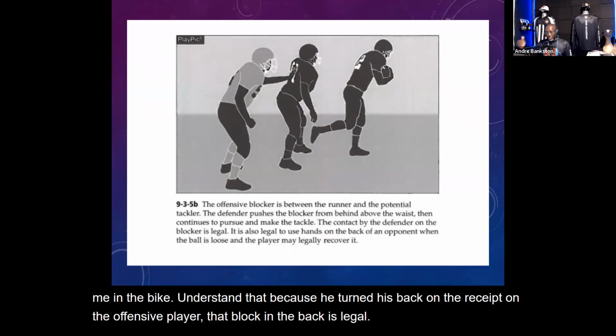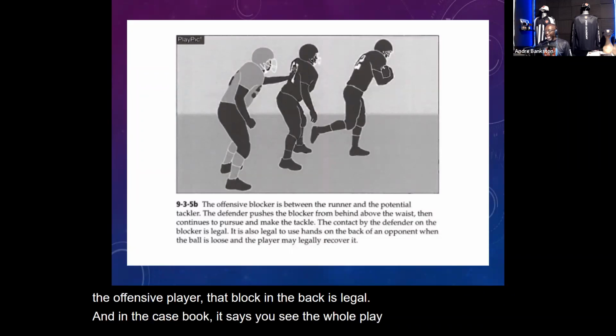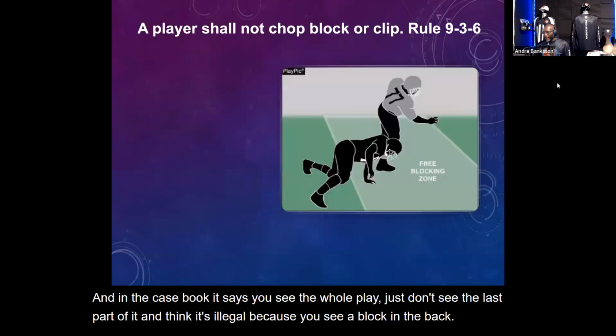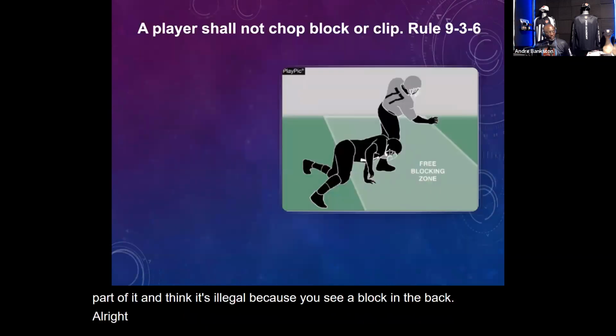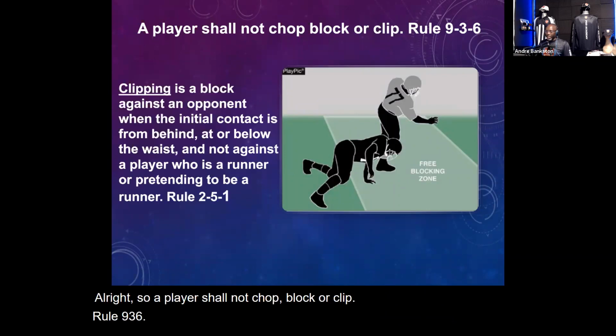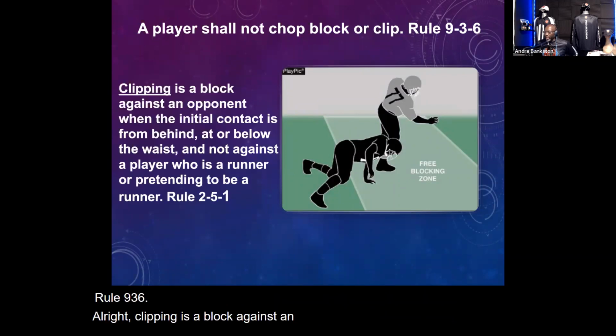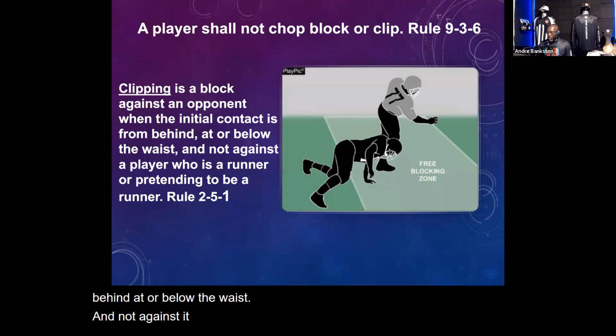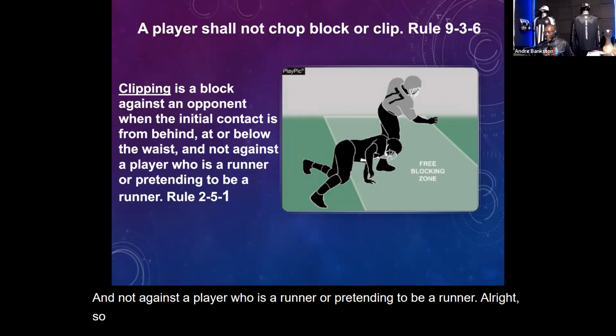And in the casebook, it says you see the whole play. Just don't see the last part of it and think it's illegal because you see a block in the back. All right. So a player shall not chop, block, or clip. Rule 9-3-6. All right. Clipping is a block against an opponent when the initial contact is from behind, at, or below the waist, and not against a player who is a runner or pretending to be a runner. All right. So clipping is hitting a player in the back below the waist.